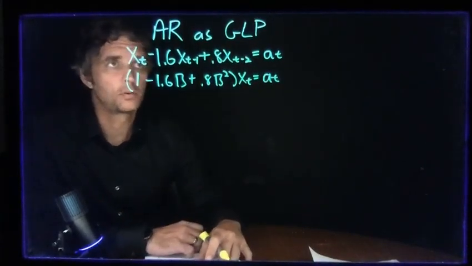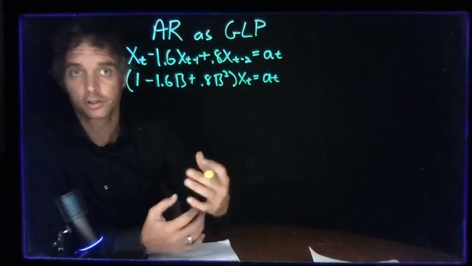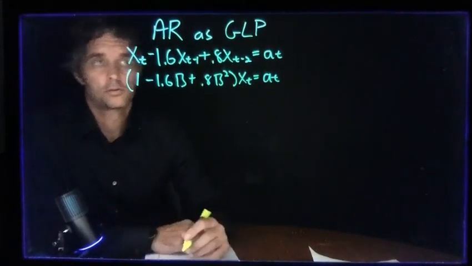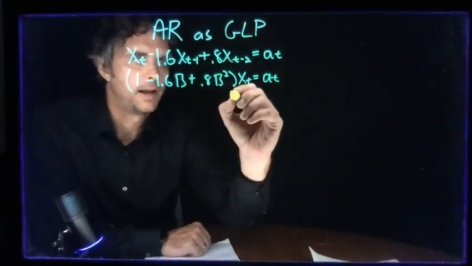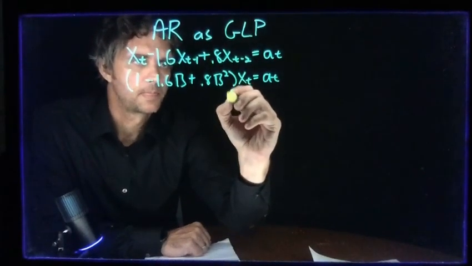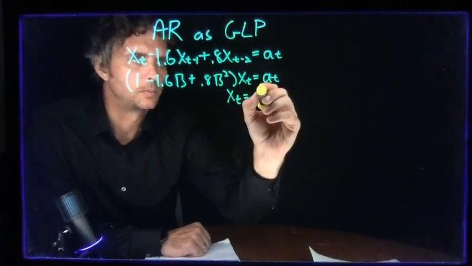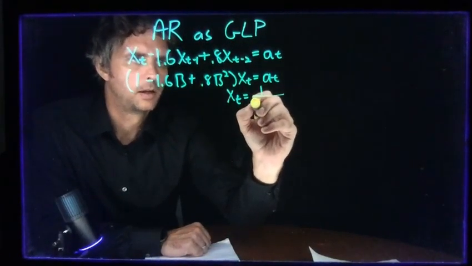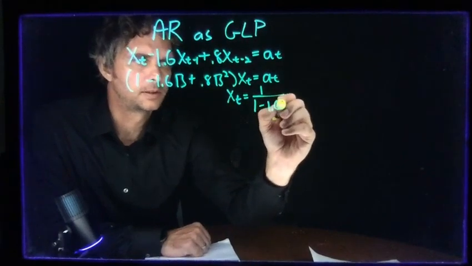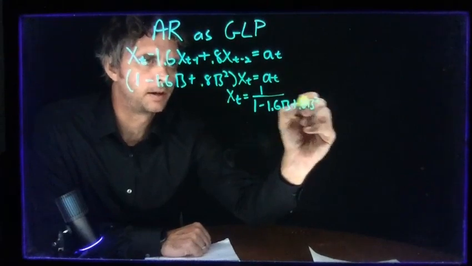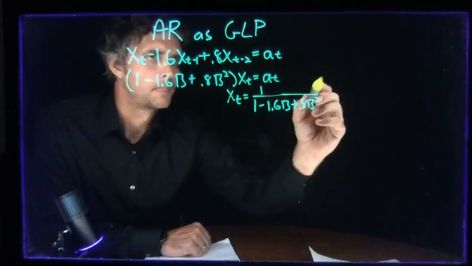Okay, so now if I want to represent this as a GLP, I'm essentially representing it as an MA. And thus, just through algebra, we will have xt equals, and there's really a 1 right here, so that's 1 divided by (1 - 1.6B + 0.8B^2) at.